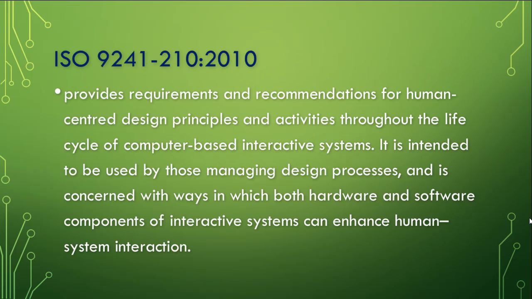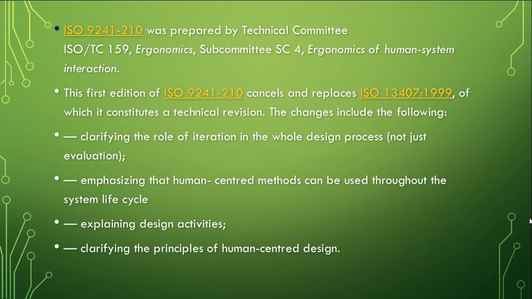Alright, so the ISO 9241-210, established in 2010, provides requirements and recommendations for human-centered design principles and activities throughout the life cycle of a computer-based interactive system. It is intended to be used by those managing design processes and is concerned with the ways in which both hardware and software components of interactive systems can enhance human-system interaction. So the main objective is human-system interaction.